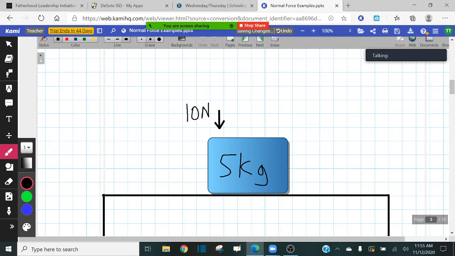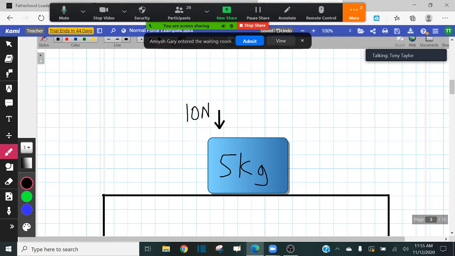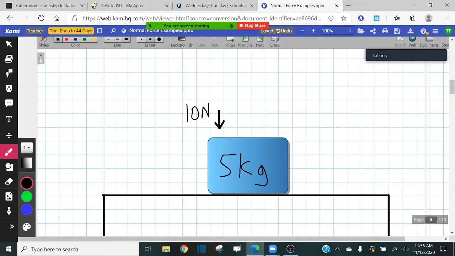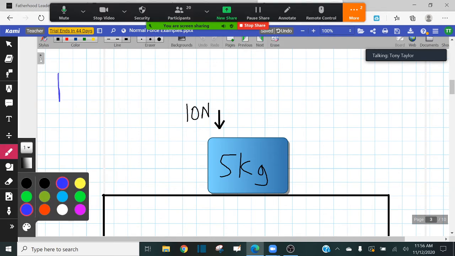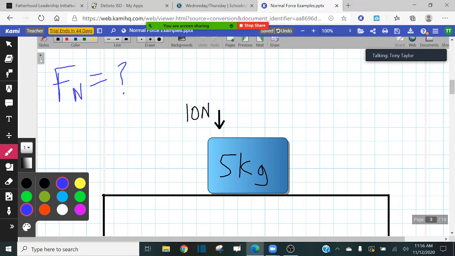So you have an object sitting on the surface of a table, and someone is pushing down on the object with the 10 newton force. In this example, how can we calculate the magnitude of the normal force acting between the two surfaces? That's what we want to know.